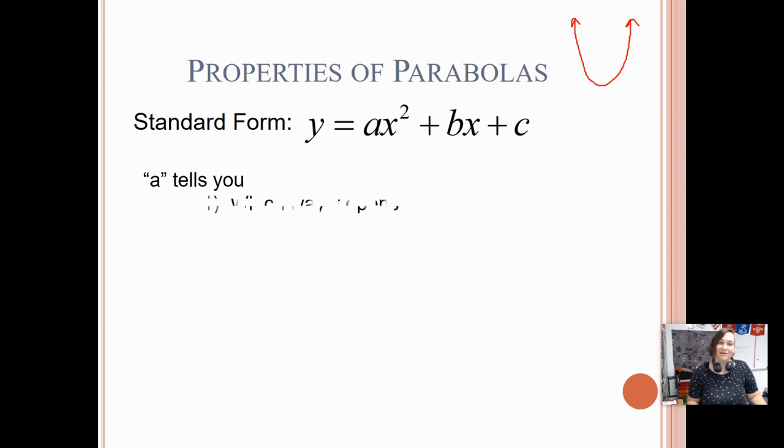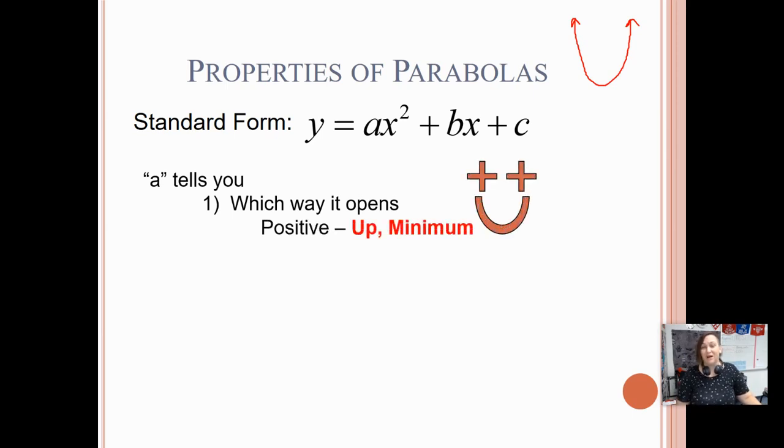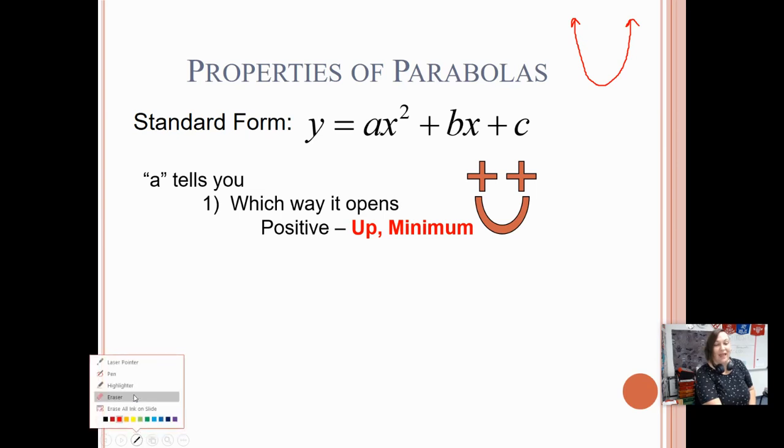So the first thing that the letter A tells us is which way the U shape opens. For our purposes, the U shape can either be a right side up U or an upside down U. The one that I drew is right side up, and that will happen when A is positive. So if the number in front of your x squared is a positive number, then your parabola will open up like a smiley face. When your parabola opens up, it has a minimum point, a lowest point. That would be down here.